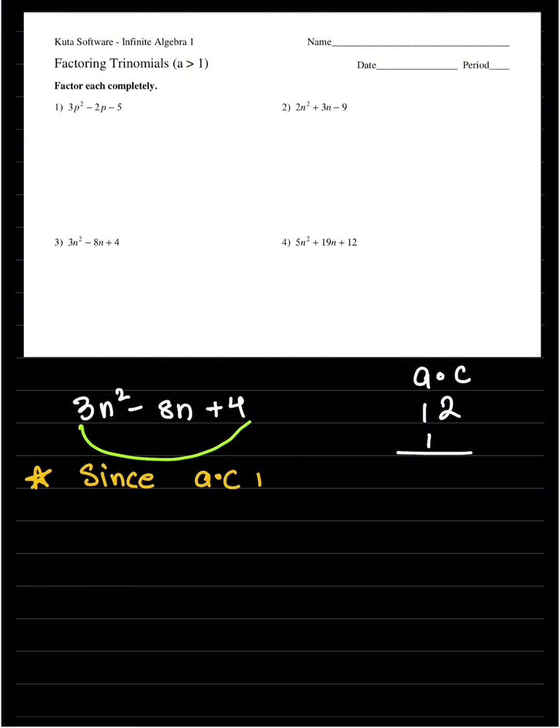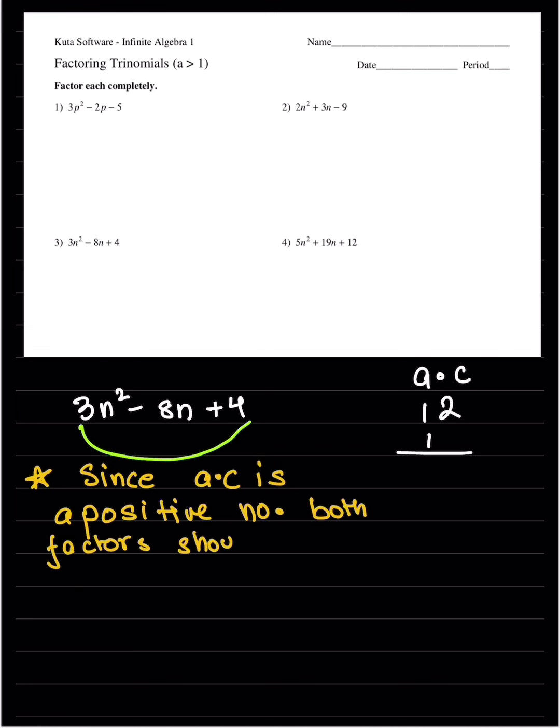And which one? It will depend on the sign of the middle term. Since the middle term is negative, both of our factors would be negative. So we need two factors that add up to negative 8 and when multiplied give us positive 12. I'm writing down a small note for you here. You can pause the video and take notes.